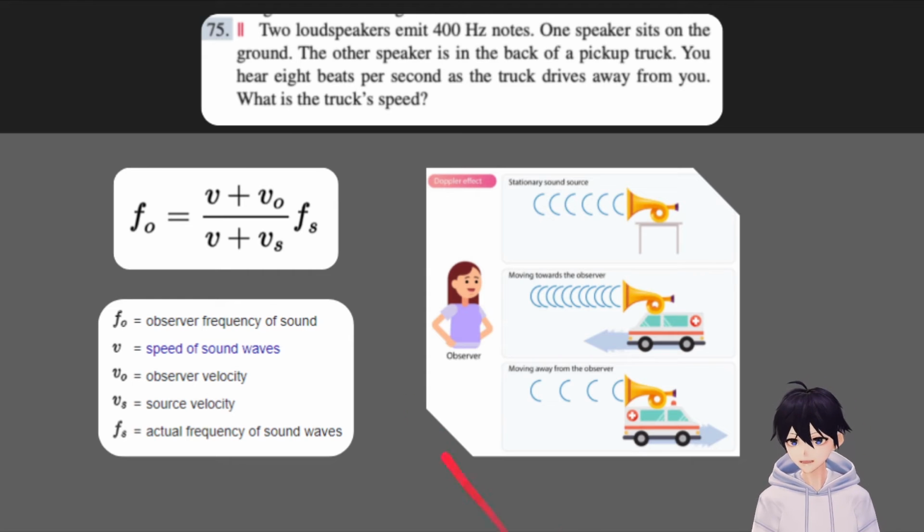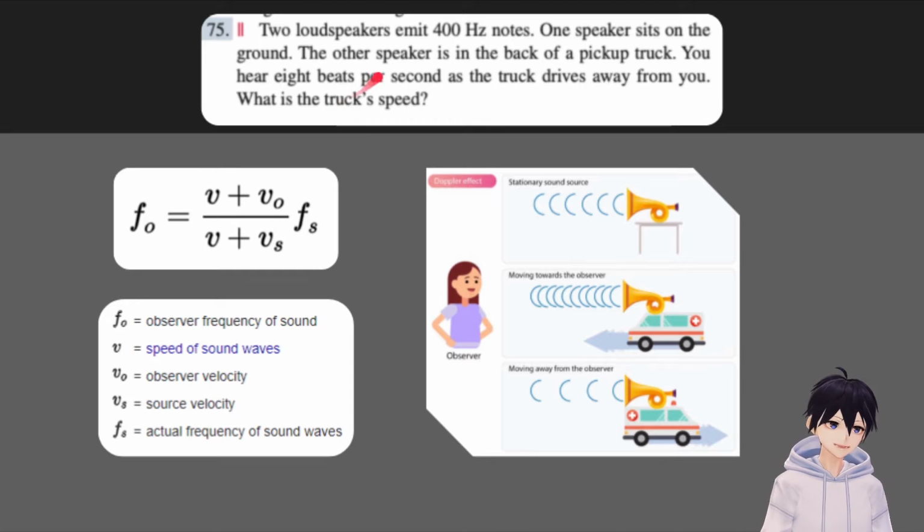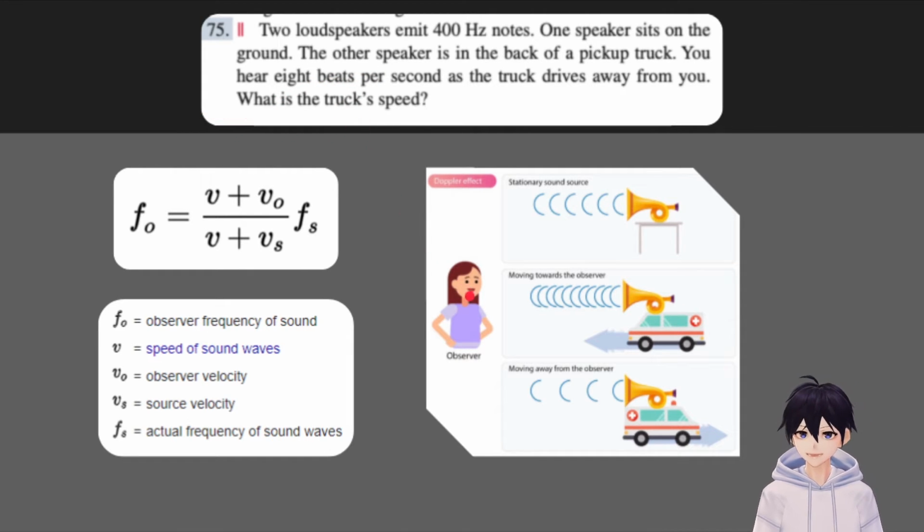Alright, so our question states that we have two loudspeakers that emit 400 hertz notes. One speaker sits on the ground and the other speaker is in the back of a pickup truck. You hear 8 beats per second as the truck drives away from you, and it's asking what's the truck's speed. But in this case, it's just best to remember that we're trying to find the velocity of the truck.